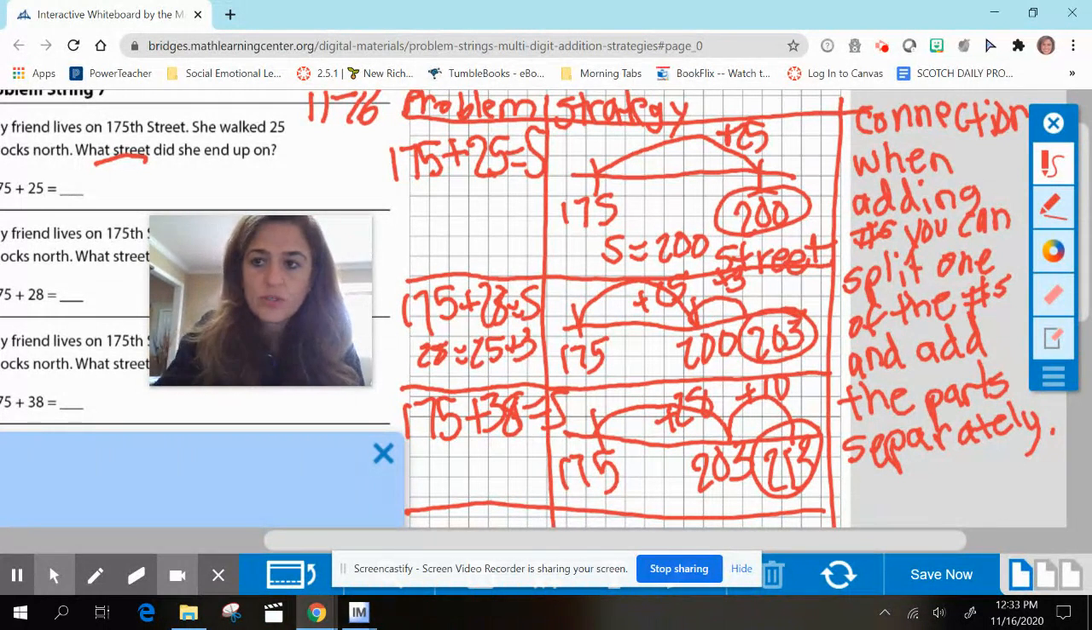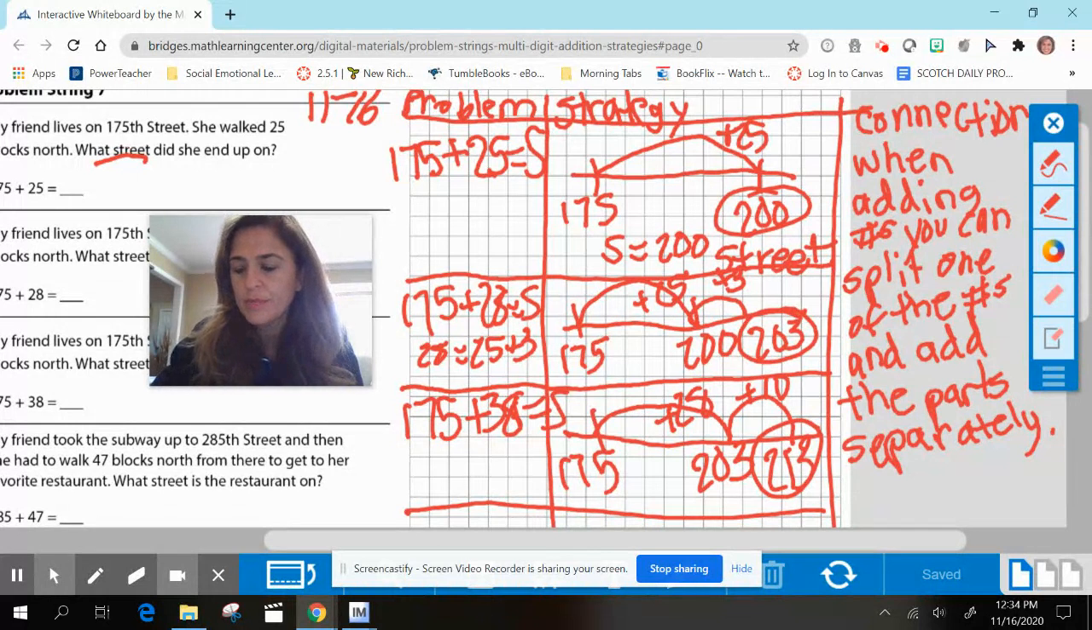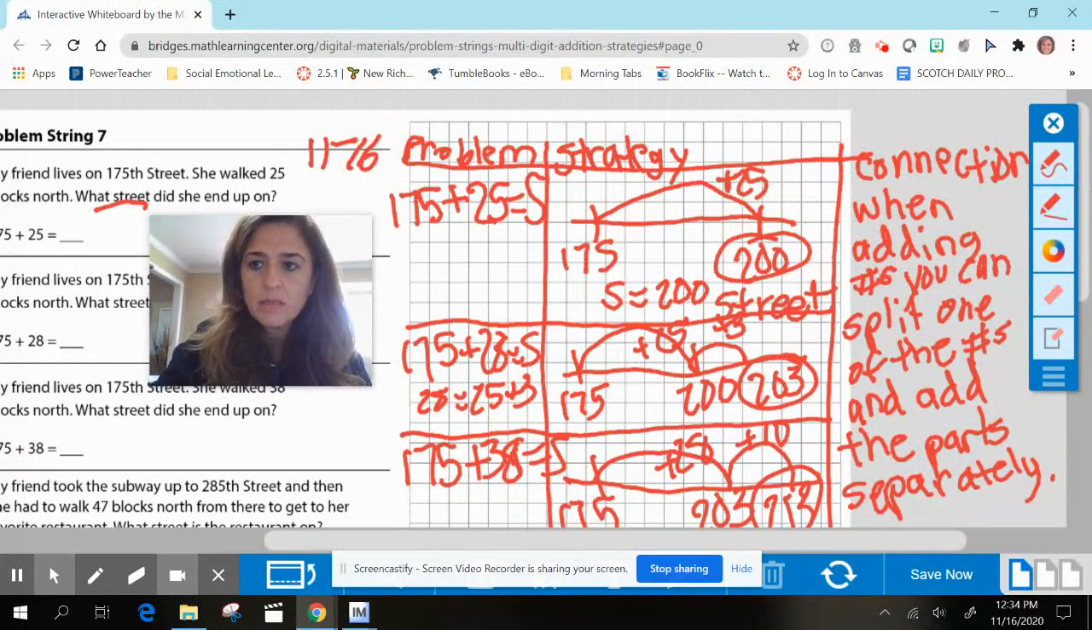Let's see. You want to try one more? All right, here's one more. My friend took the subway up to 285th Street. So now we're starting a brand new number, 285.